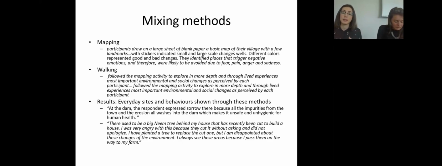And during the mapping exercise, they were able to discuss the motivations for the placement of stickers and develop a better understanding of their biographical maps. They then used walking interviews, and that again followed the mapping activity, to explore in more depth and through lived experiences the most important environmental and social changes as perceived by each of the participants.